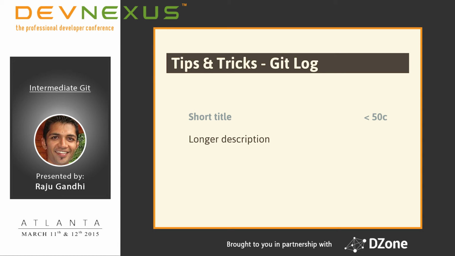It is followed by a longer description that has to wrap at 72 characters. This is a hard wrap. You're going to hit a return when you hit 72 characters.